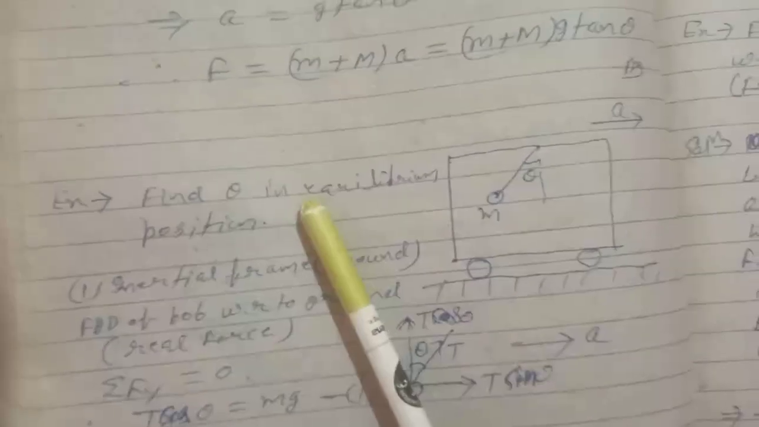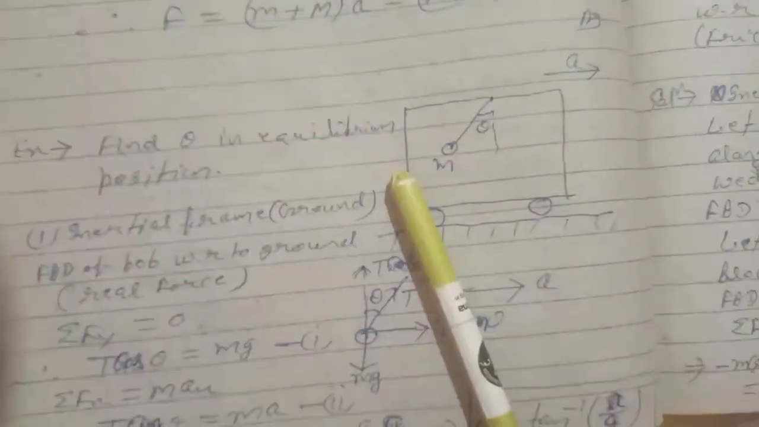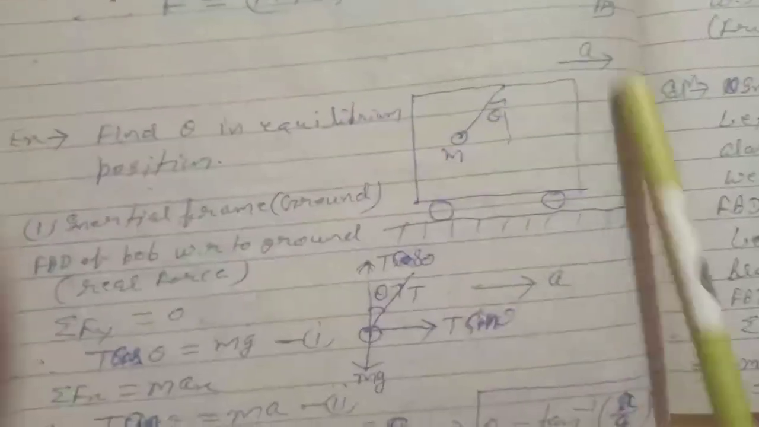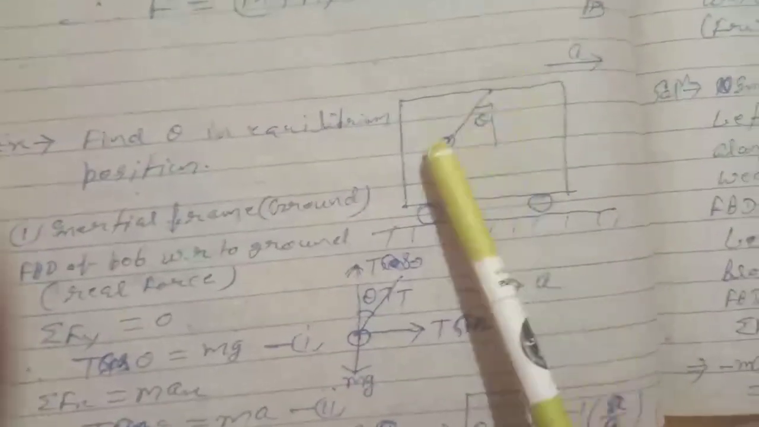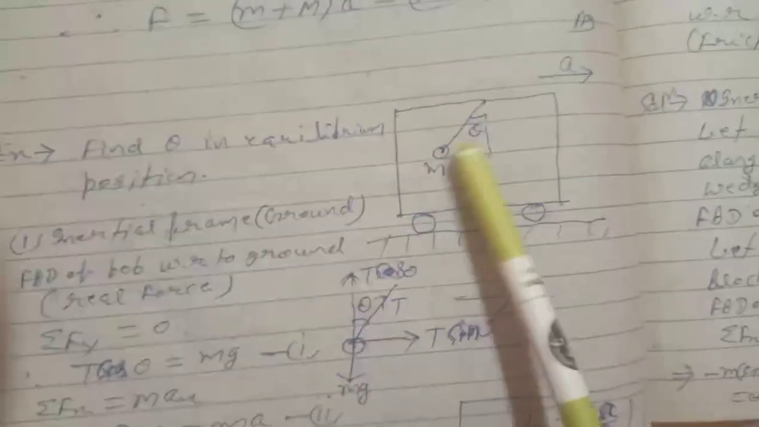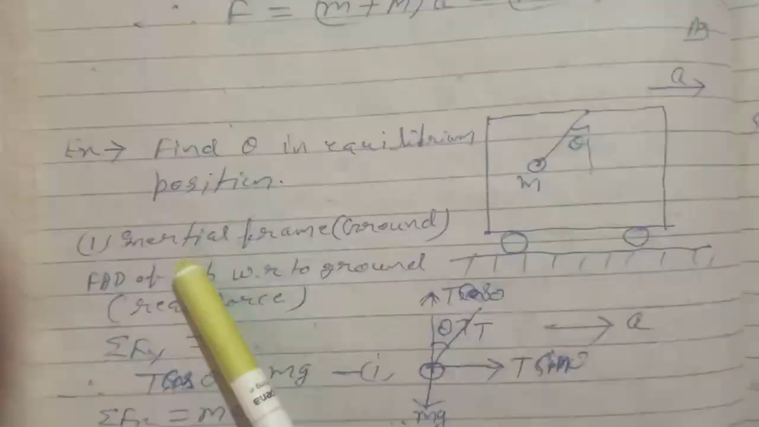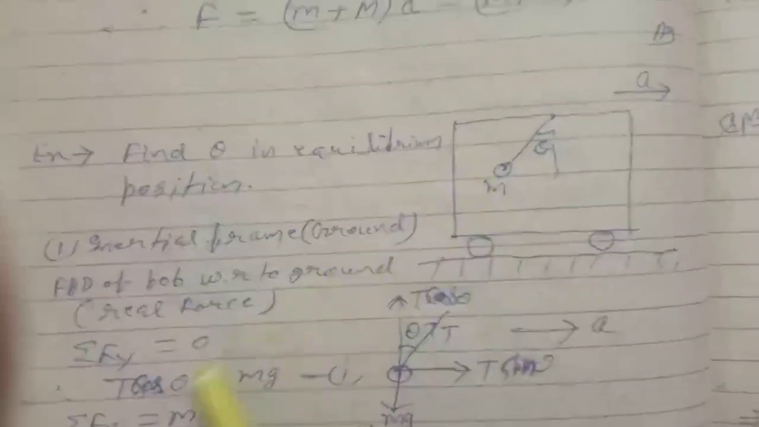Find theta in equilibrium position. This is a bus which is moving with the acceleration a, and the pendulum is clamped at this point. Mass of bob is m, and it is making angle theta. Case 1. Inertial frame, that is from ground.